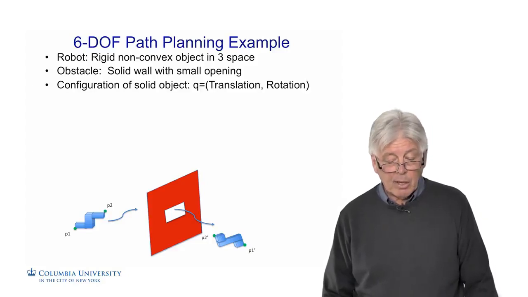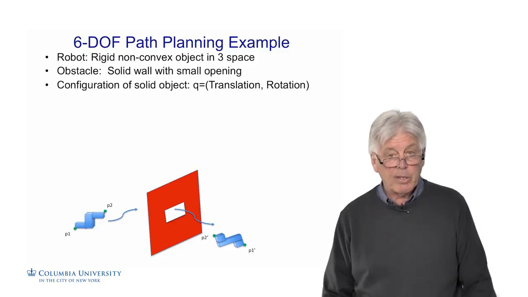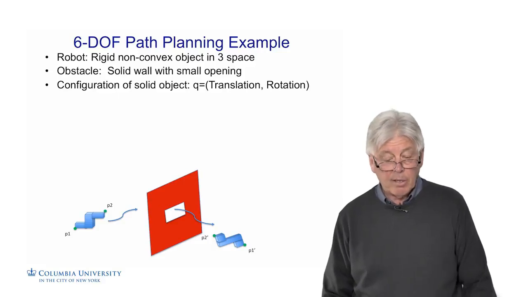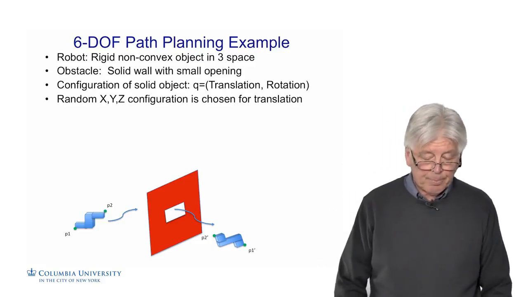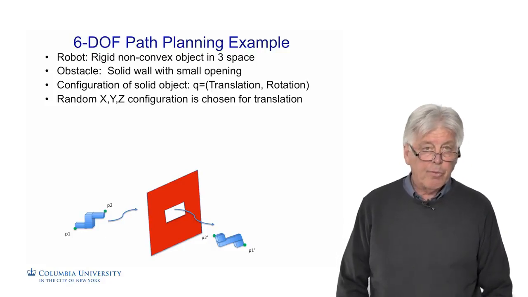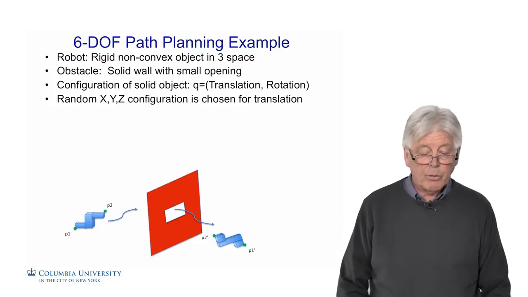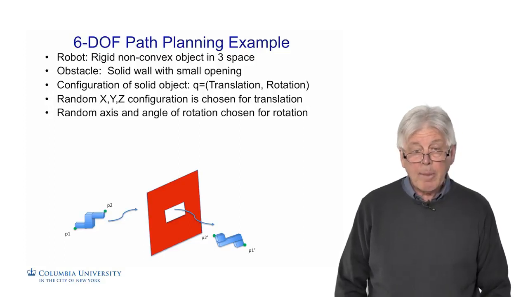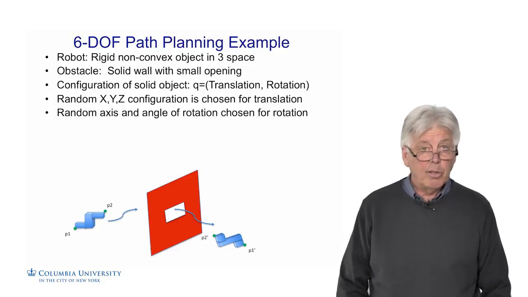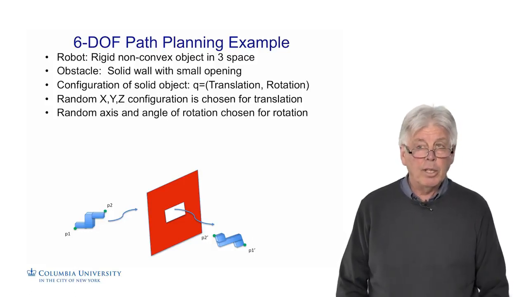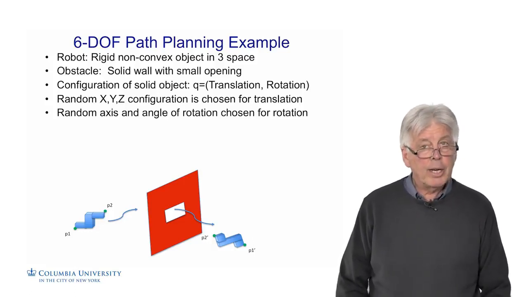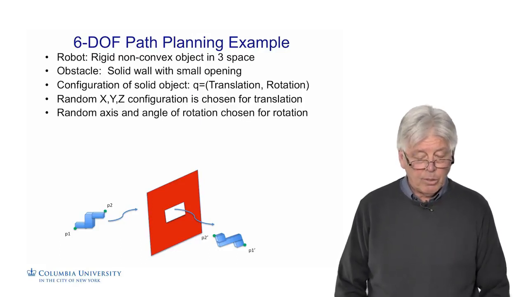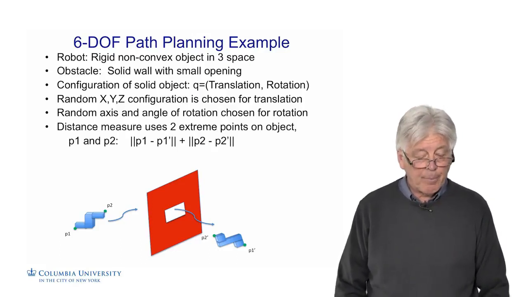The configuration of the solid object is Q, which is translation and rotation, so it has a position in space, x, y, z, and a rotation about the axes of x, y, z. So we can find the random configuration for our roadmap by just choosing a translation x, y, z, which is one of the parts of this configuration, but we have to worry about the orientation too. So we choose a random axis and an angle of rotation about that axis for the rotation. So when we specify a node in the PRM, we're specifying a translation and a rotation, which is the configuration space of this object.